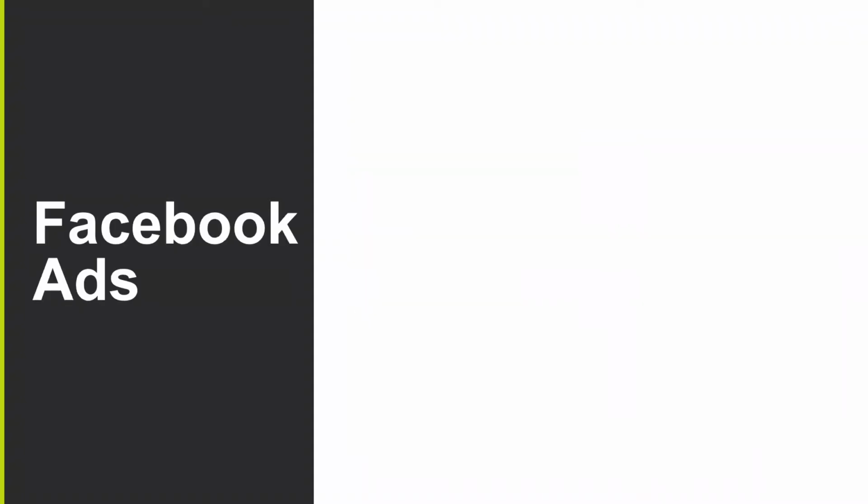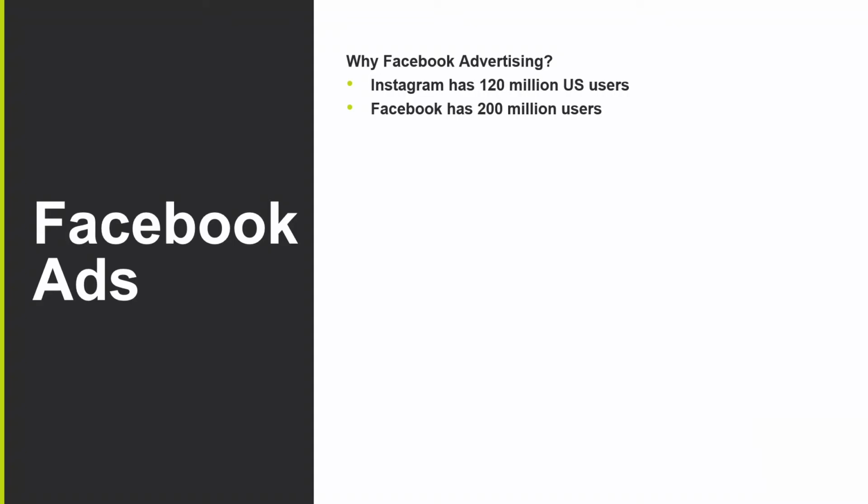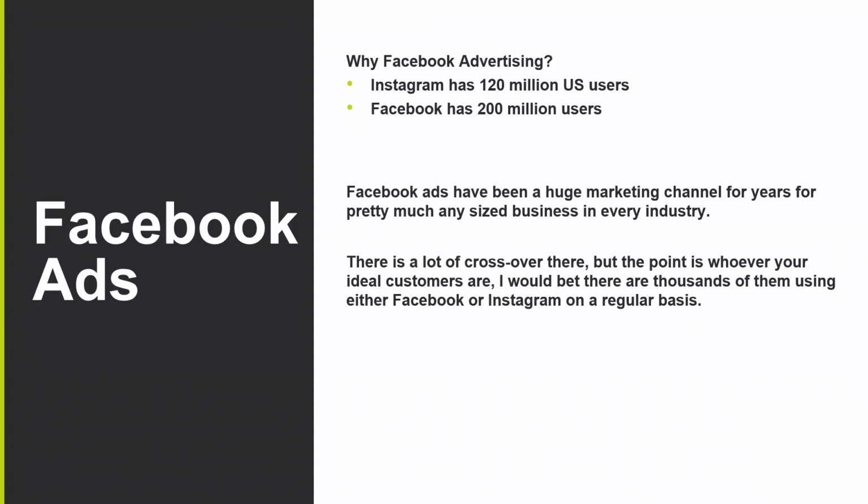So let's take a look at some Facebook ads now. So why did I choose Facebook ads as the traffic source to take a look at in building our funnel here in this training? Well, when I say Facebook ads, I include Instagram because Facebook owns Instagram. They've now rebranded as Meta, so that's included both of these platforms. So Facebook advertising includes Instagram, which has 100 million US users, and Facebook has 200 million users. And there's a lot of crossover between those two, but the chances are your ideal customer is among one of these users.